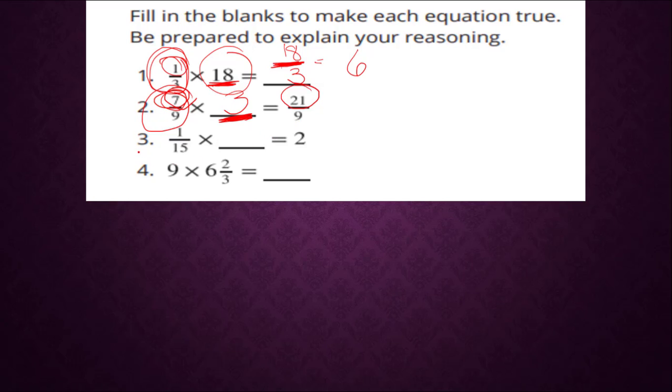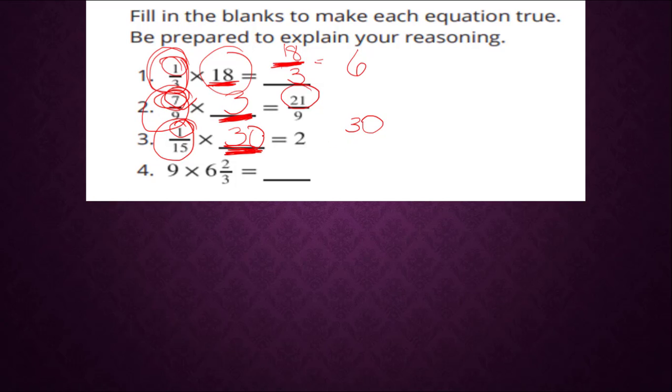Okay, let's look at number 3. 1/15 times what gives us the 2? So 1/15 times, it would need to be 30 to equal 2. So let me show you how we did that. We have a fraction times a whole number. So we would take our whole 30 times our numerator 1. That would give me 30.